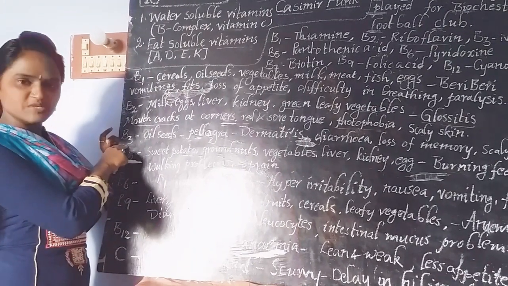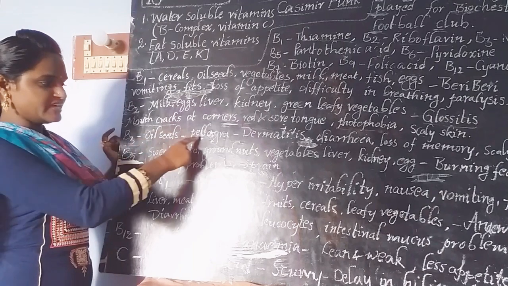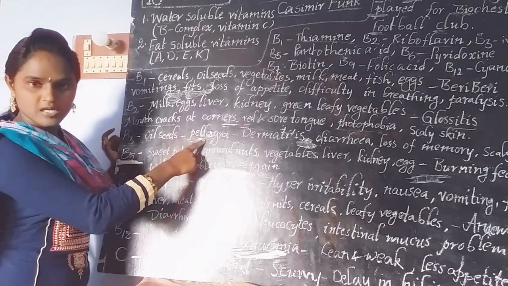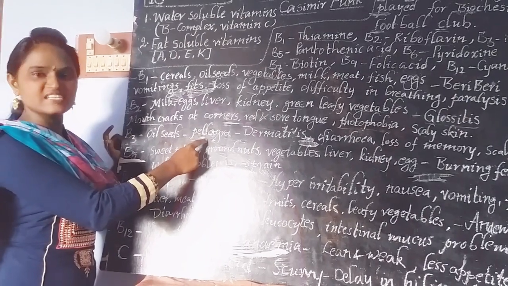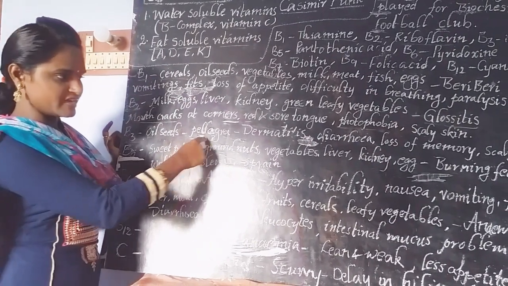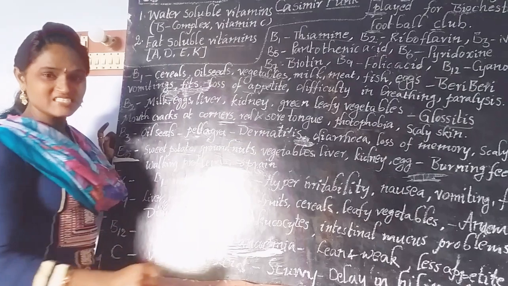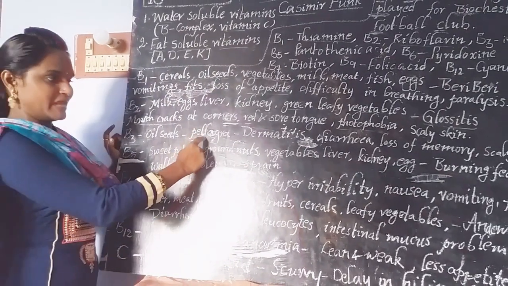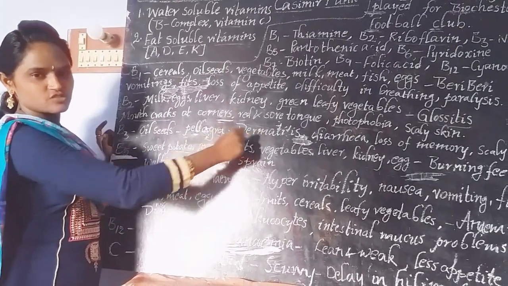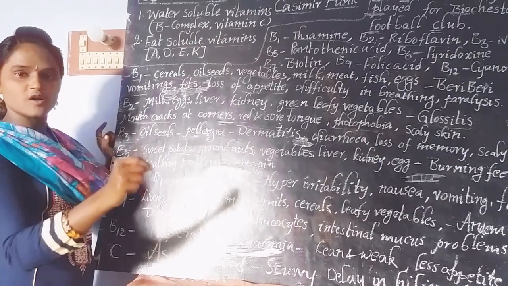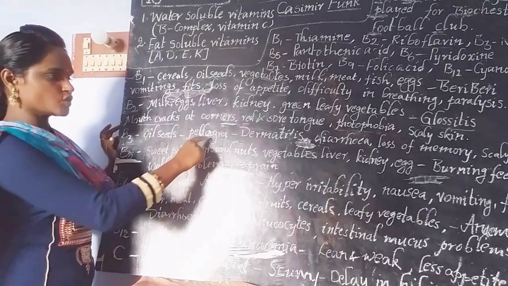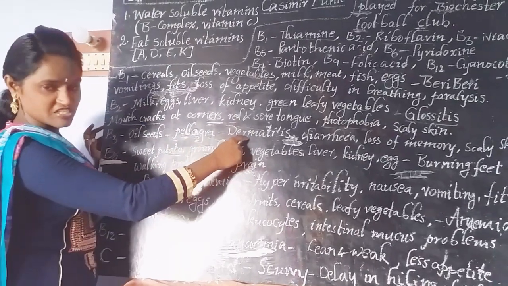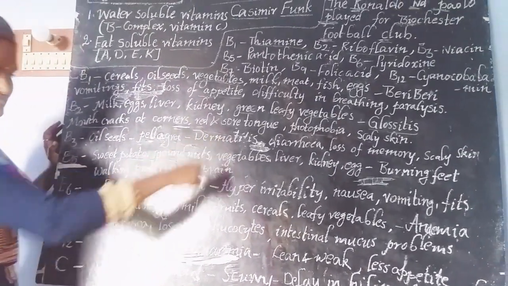By the lack of these vitamins in our body, we get a disease called pellagra. It is entirely related to the skin. The main symptom of pellagra is dermatitis. We may find small spots and big color variations on the skin because of this disease. The first symptom is dermatitis.